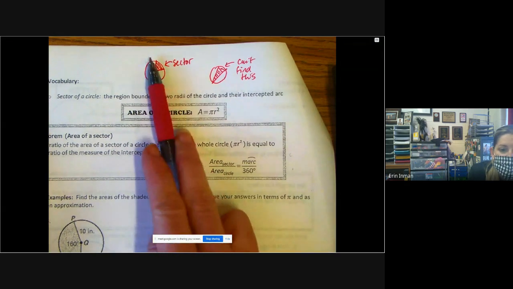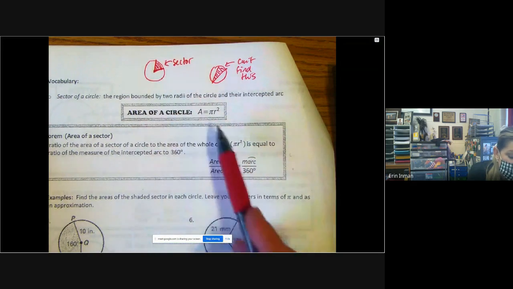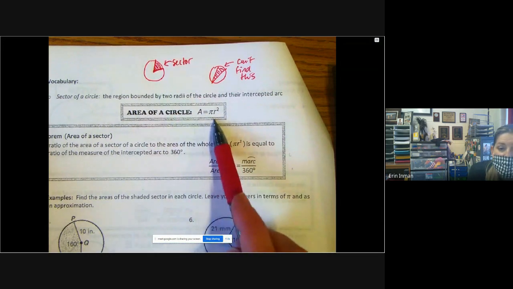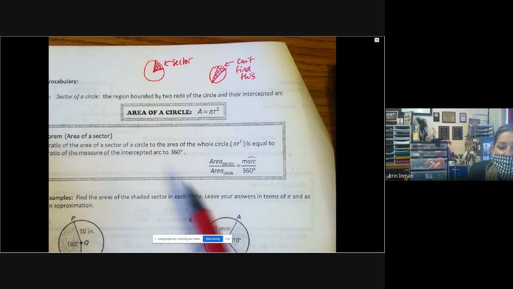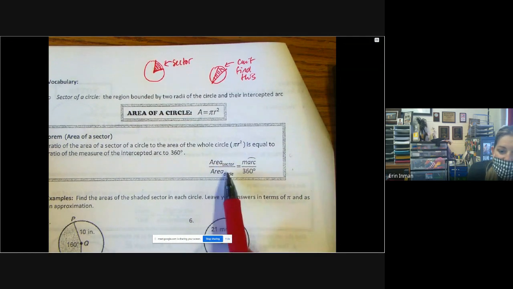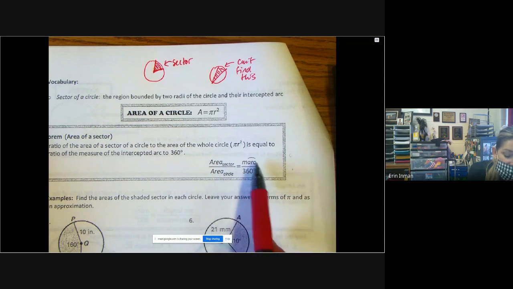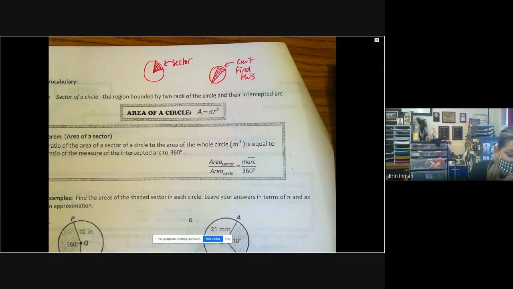And it's very similar to our arc length in the fact that we know a whole circle is 360 degrees. We can find the area of an entire circle if we know the radius. And so when we're looking at this, the area of our sector is going to be in proportion with the arc measure of that sector over 360 degrees. So this time it still is part over the whole equals part over the whole. And then we cross multiply as necessary.